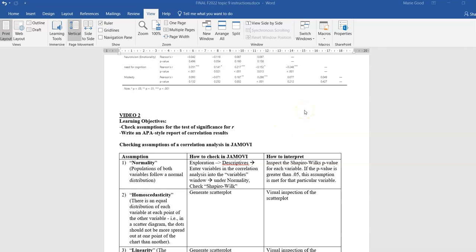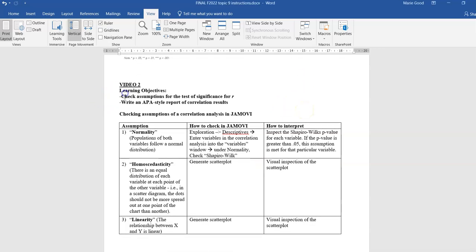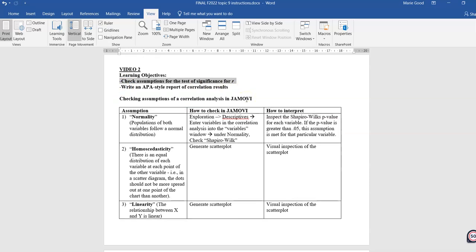Okay, this video will be shorter, I promise. I want to show you how to check assumptions for the significance test of the correlation coefficient, and then also walk you through how to write an APA-style report of correlation results.